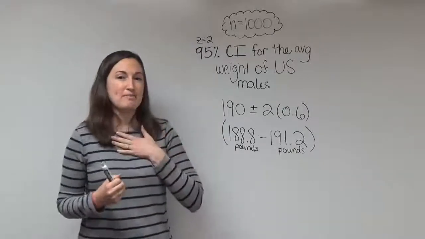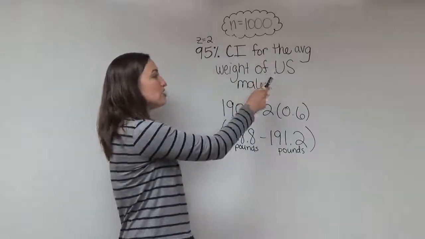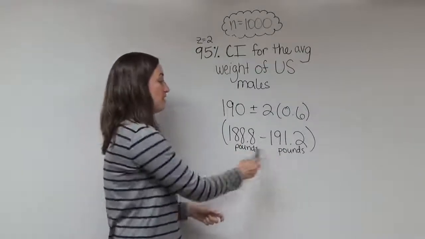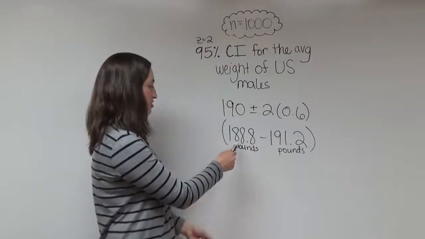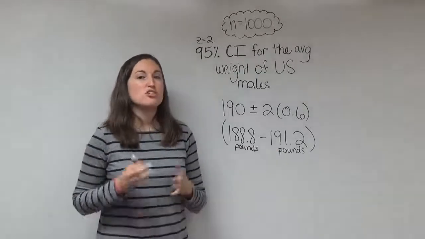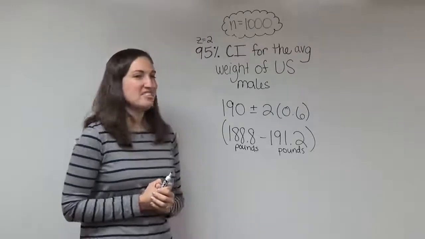And the way I would interpret this is exactly like this. I would say that I am 95% confident that the true population average, the true average of all US males, falls within this interval, between 188.8 pounds and 191.2 pounds. I want to make sure everyone knows that is exactly how to interpret this confidence interval.